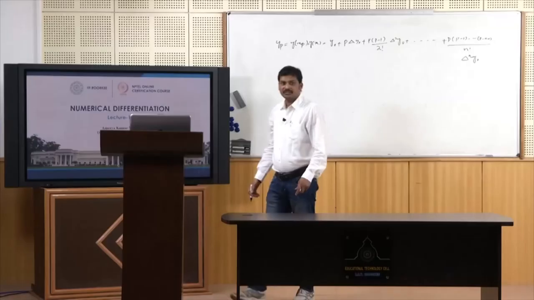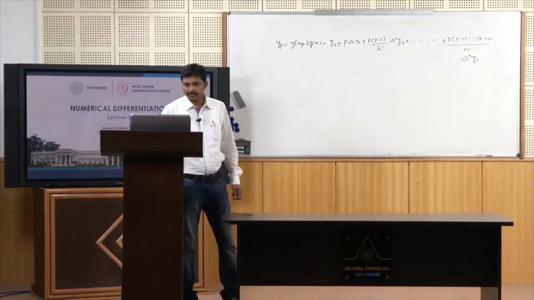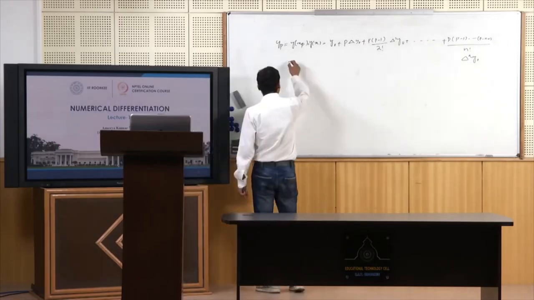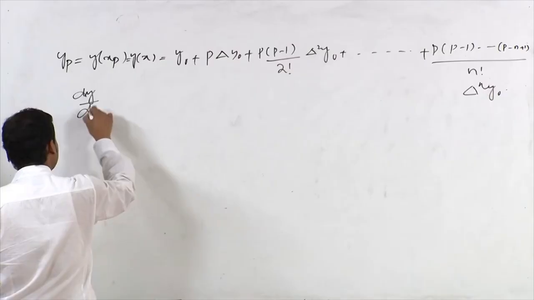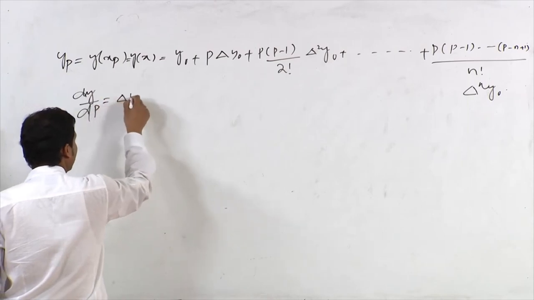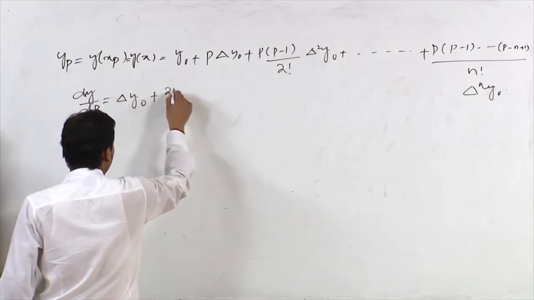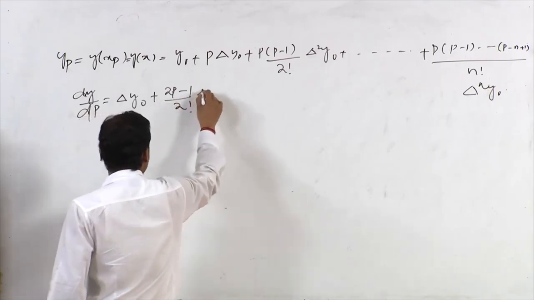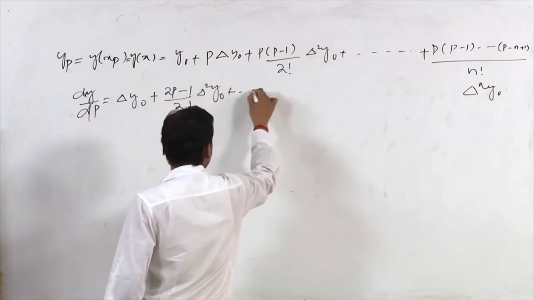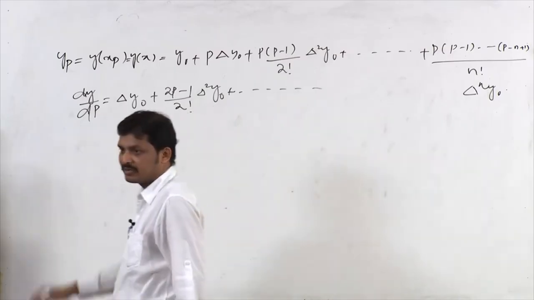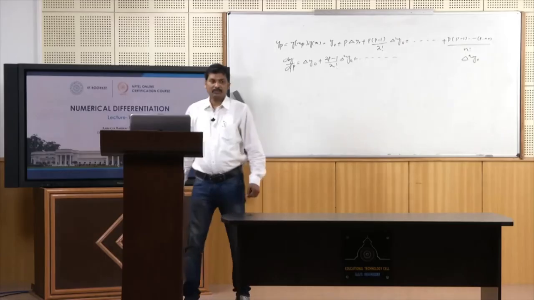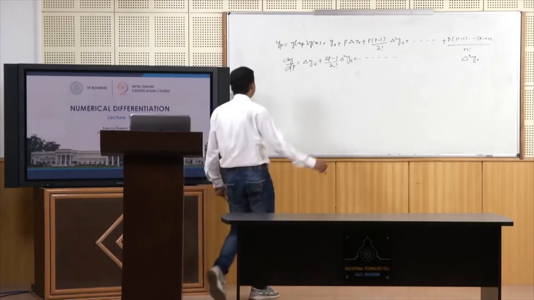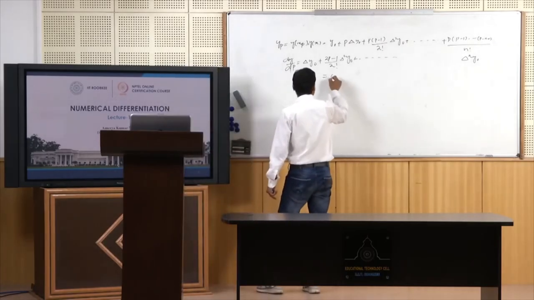And if you differentiate this with respect to p, then we obtain dy by dp as delta y 0 plus 2p minus 1 by 2 factorial delta square of y 0 plus all other terms. For maxima, if we put dy by dp equals 0, this can be written as 0 here.